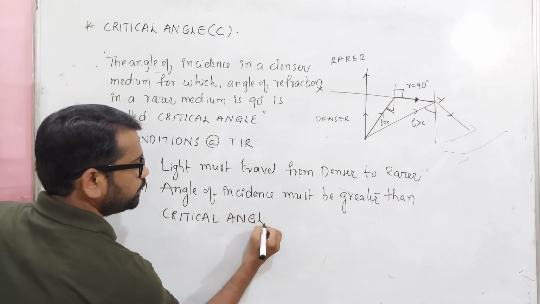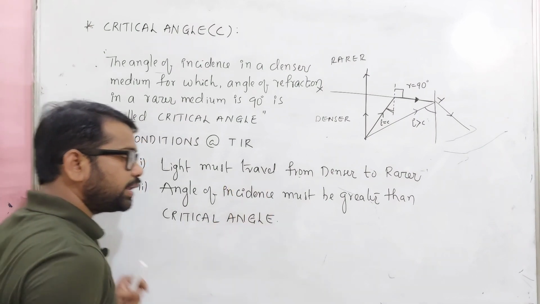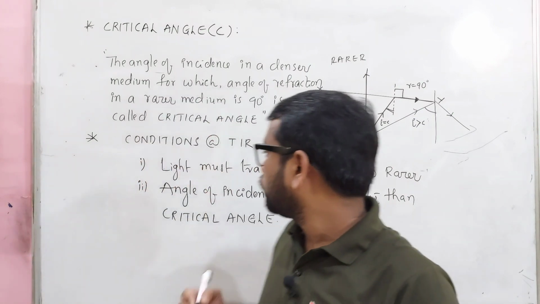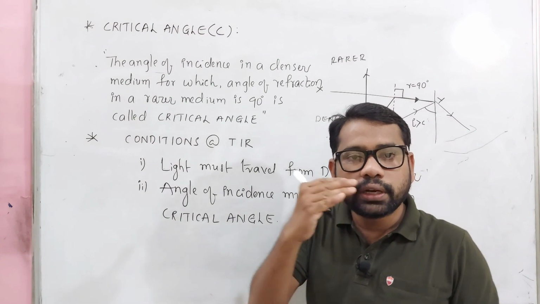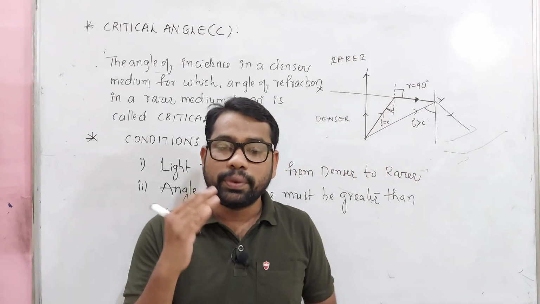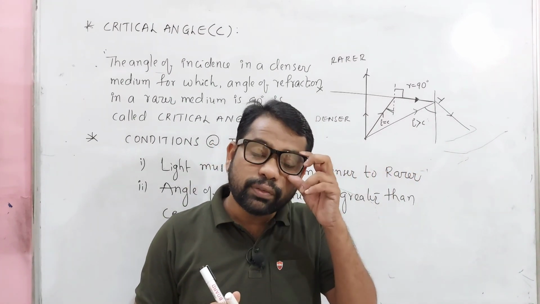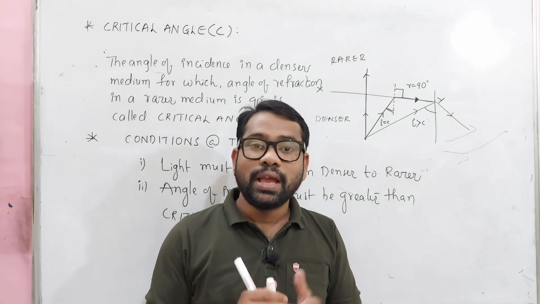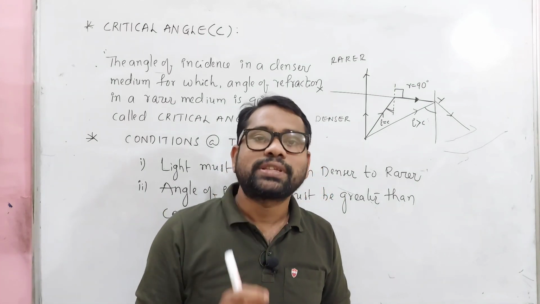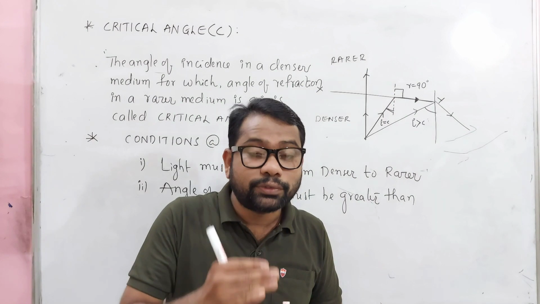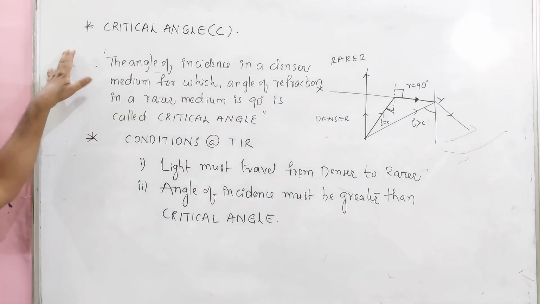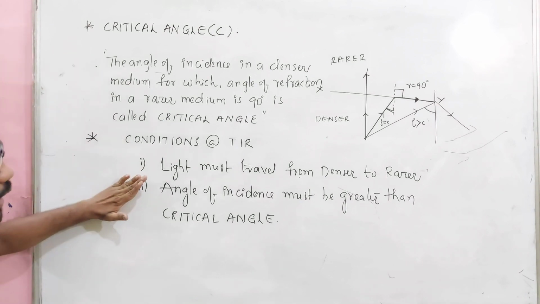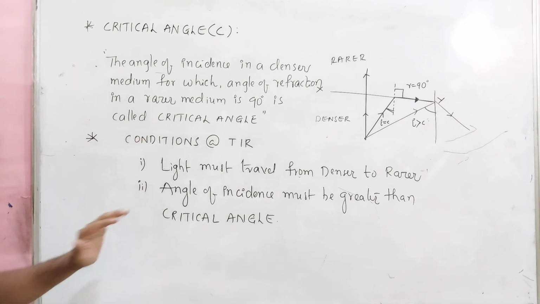So children, if any light ray obeys these two conditions, then that light ray will undergo total internal reflection. That means the light ray has to travel from denser to rarer medium, and at the same time, the angle of incidence must be greater than the critical angle. So children, this is the critical angle and these are the conditions for total internal reflection.